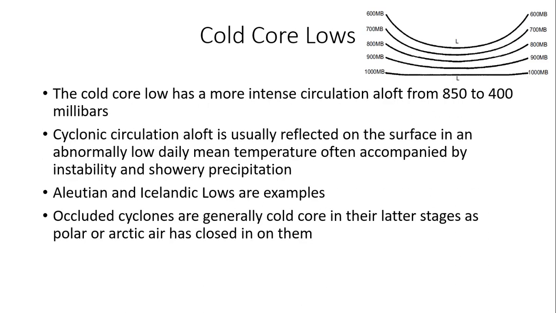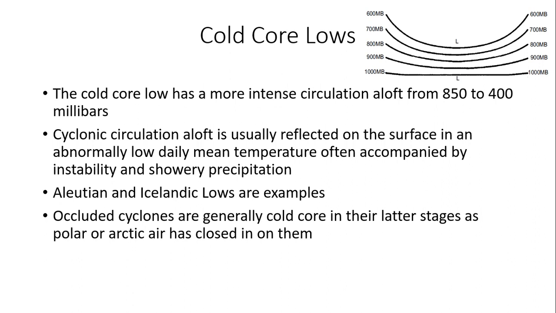The cold core low has a more intense circulation aloft, above the surface, from 850 to 400 millibars. So 850 is about 5,000 feet above the ground. 400 millibars is above 20,000 feet above the ground. So they're more intense in that specific layer above the ground.